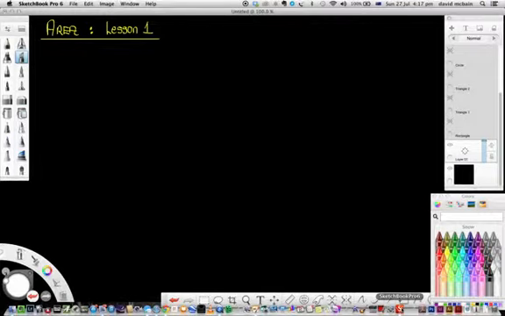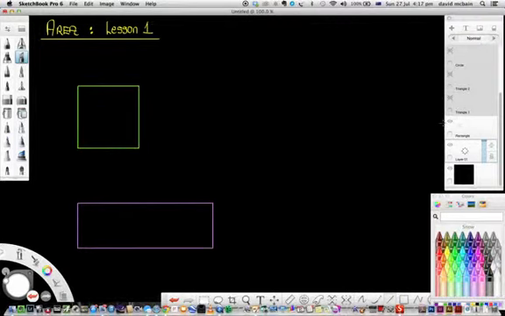Okay, this is our first lesson on area, which is our next topic in measurement. So what we're going to do now is look at how to calculate the area of a couple of standard shapes. And the first shape we're going to look at is the rectangle and the square.